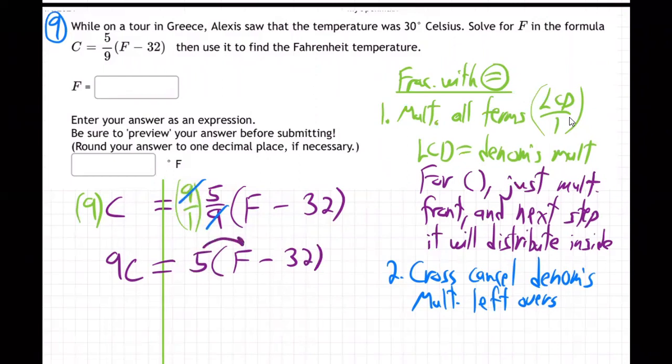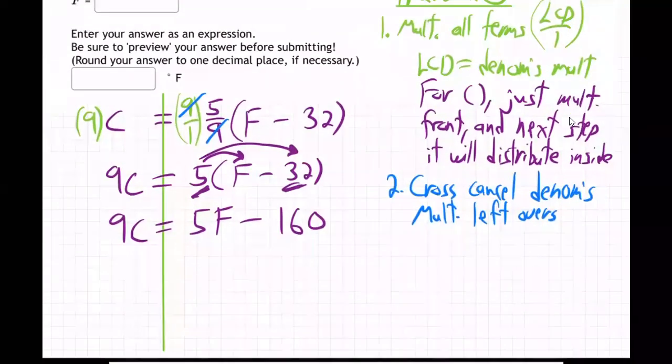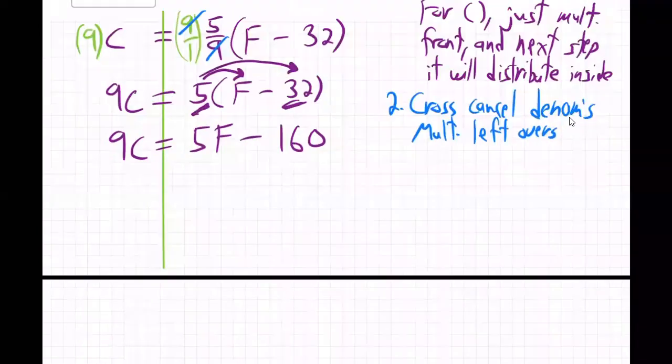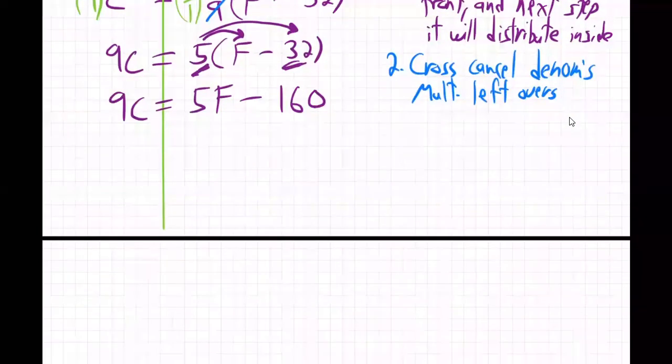Whenever we have parentheses, we distribute through the parentheses. 9C is 5F minus, use your calculator, 5 times 32 will come out to be 160. And now what are we trying to do? We're trying to get F alone. I better extend the wall a little bit. Looks like we have a little further to go.